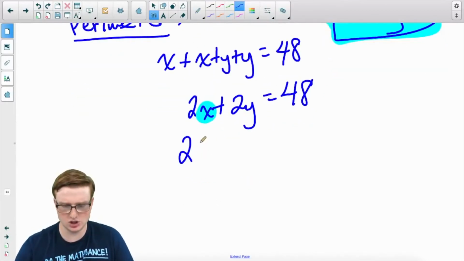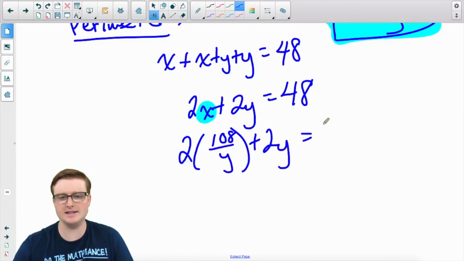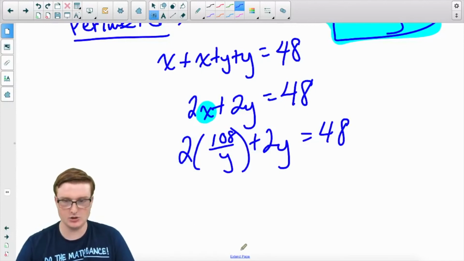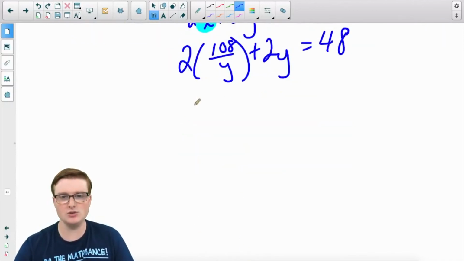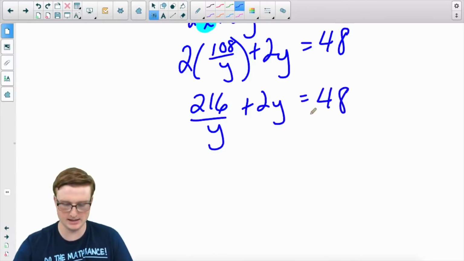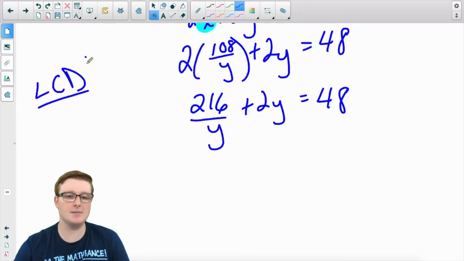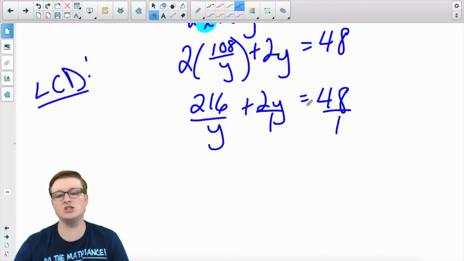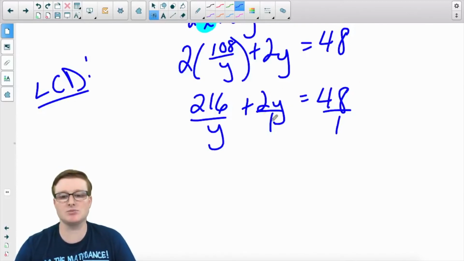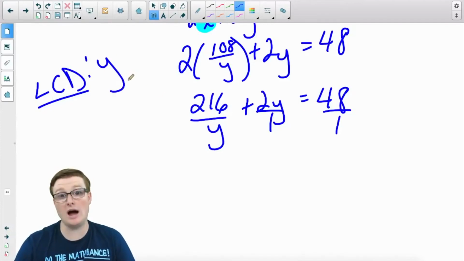So let's take this. 2 times 108 over Y plus 2Y is equal to 48. So now we get 216 over Y plus 2Y is equal to 48. Now, in order to solve for Y, you need your least common denominator. This number and this expression have an LCD of 1. This has Y. So the LCD of all of these is Y.